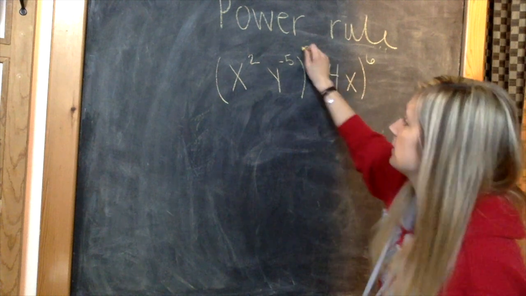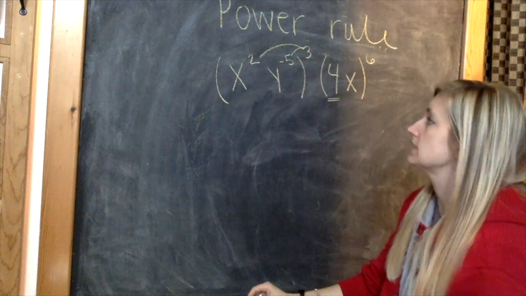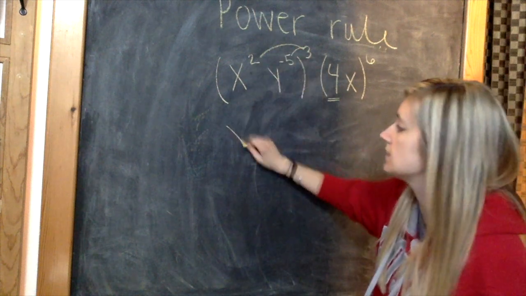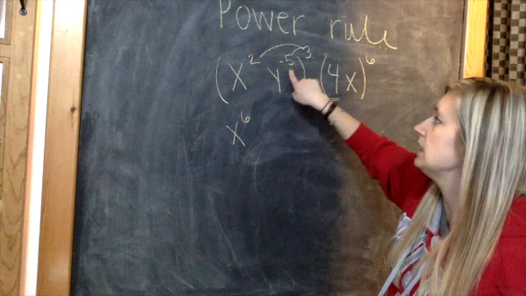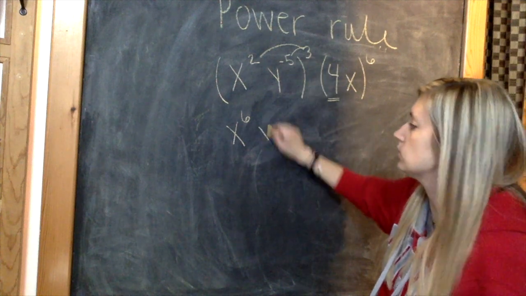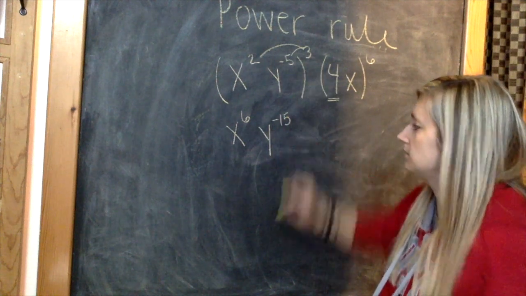So I have the 3. So power to a power, so let's knock that out. So 2 times 3 is 6, so x to the 6th. And then I have negative 5 times 3, which is y to the negative 15th.